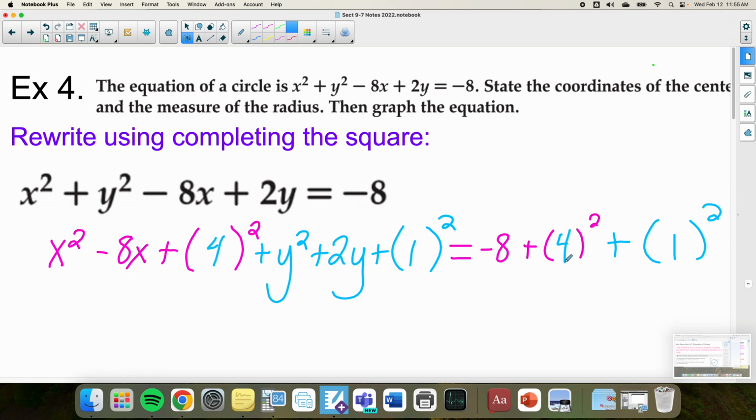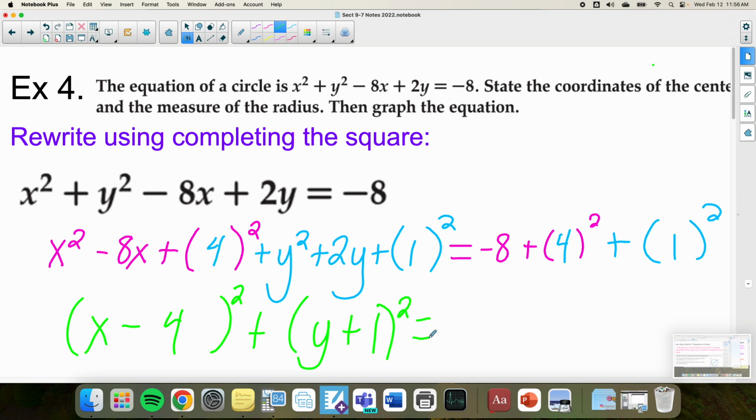Okay? Now I'm to the point where I can do my completing the square. So completing the square is taking this and putting it as a binomial, which is 2 terms. So what would it be? X minus 4. Yep, x subtract 4 quantities squared. And then what would the next one be? Y plus 1. Plus 1 quantities squared. Okay. And then negative 8 plus 16 plus 1 is 9.